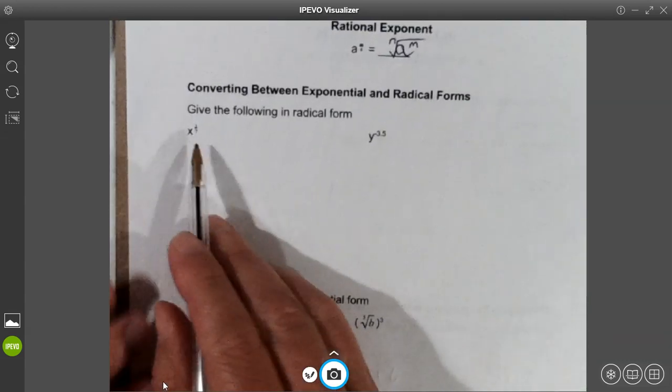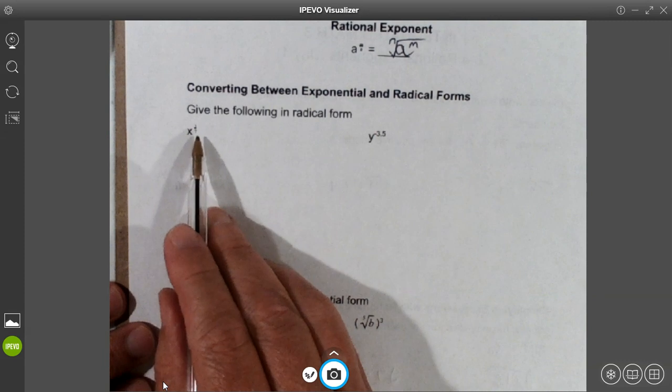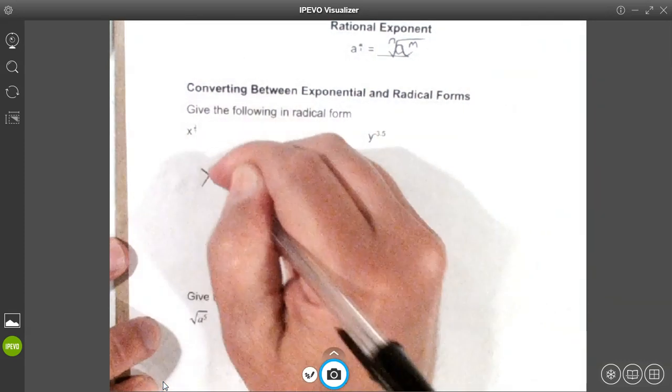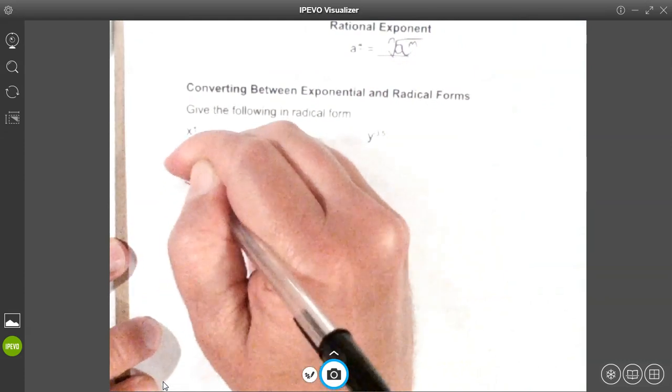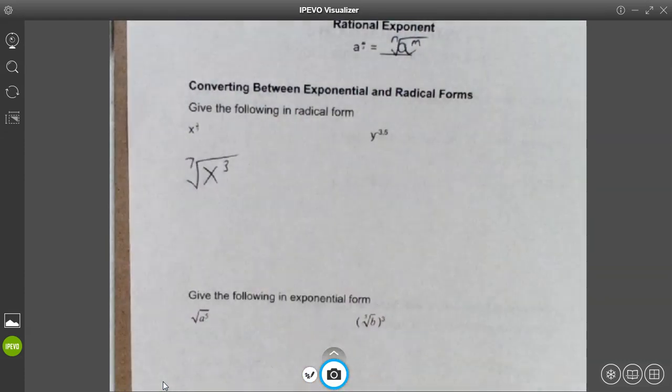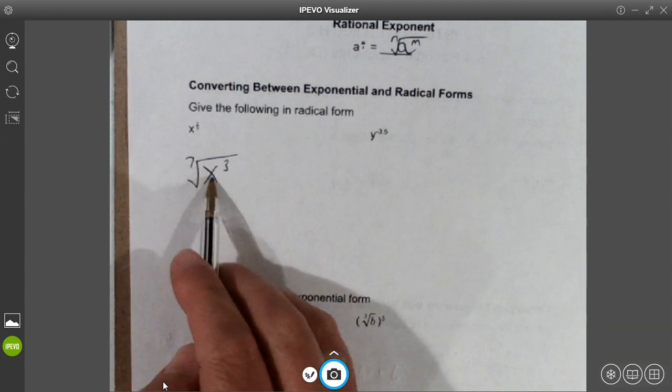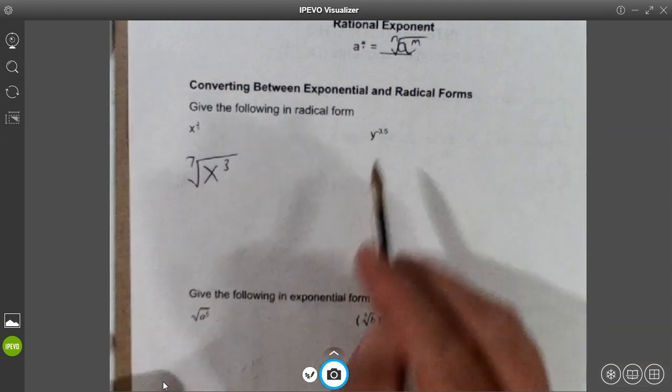Okay, so to write these in radical form, that's x to the 3/7 power. Well, that is x cubed and the 7th root of that. And so maybe it's easier, or probably more appropriate, to say the 7th root of x cubed. All right. What about this?